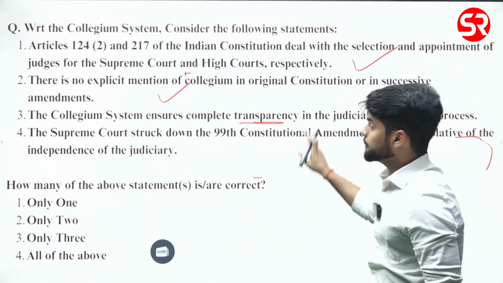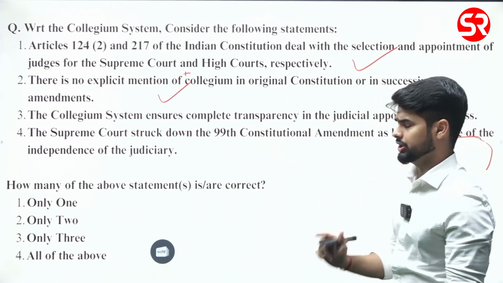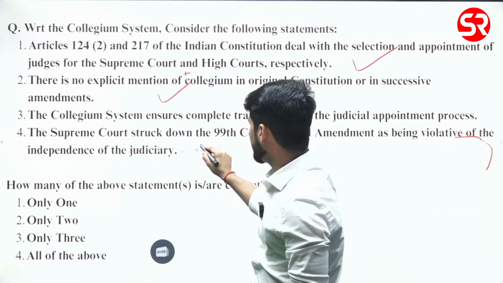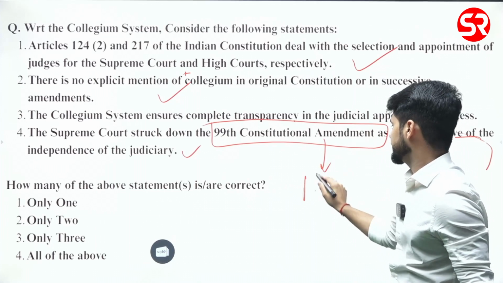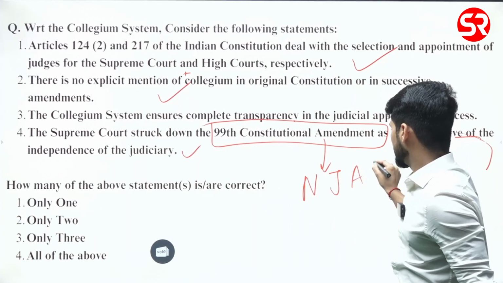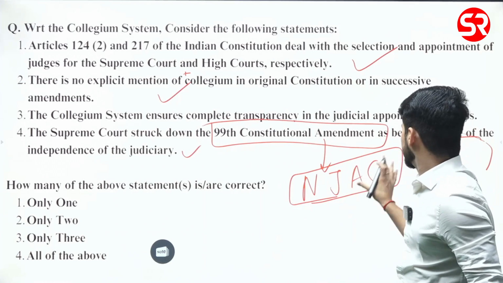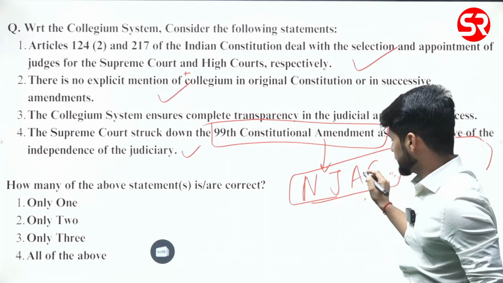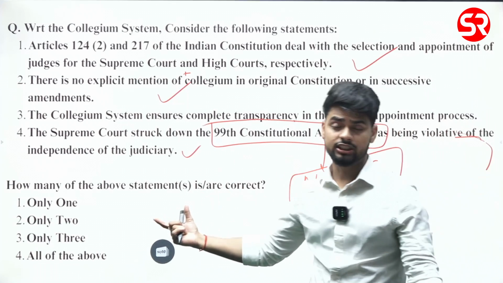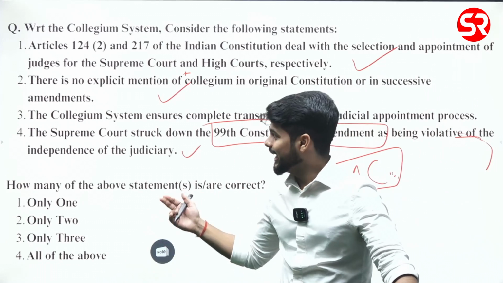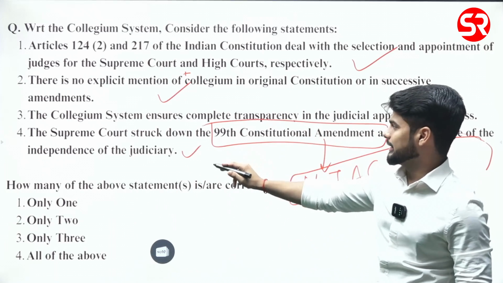Fine. Now, the Supreme Court struck down the 99th constitutional amendment as being violative of the independence of judiciary. This particular statement is also correct. What happened actually, 99th constitutional amendment, it aimed to establish a body, NJAC, National Judicial Appointments Commission. The work of this was to appoint the Supreme Court and High Court judges. However, this particular act was seen as violation of independence of judiciary, which is also the basic structure of Indian Constitution. Hence, the Supreme Court struck down this particular amendment, and hence the statement is correct here.